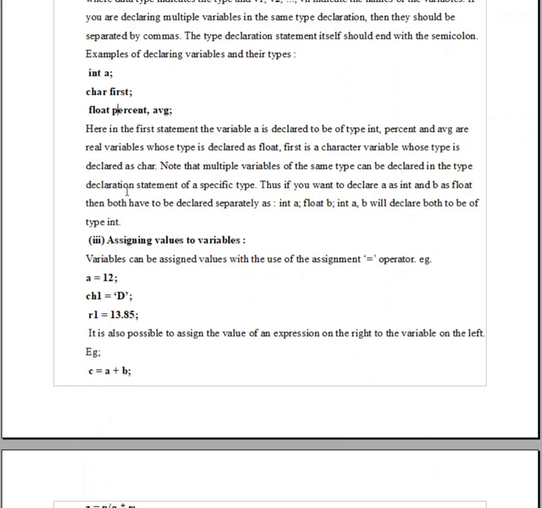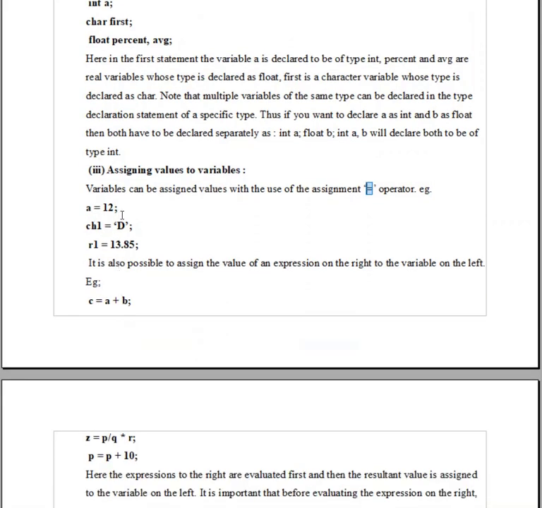Then after declaring the data type, sometimes we have to assign a value to the variables. In mathematics we call this sign equal to, but in a language like C, and most languages, this operator is called the assignment operator. So if we have written a is equal to 12, it means our variable a will store the value 12. So the value 12 is assigned to the variable a.